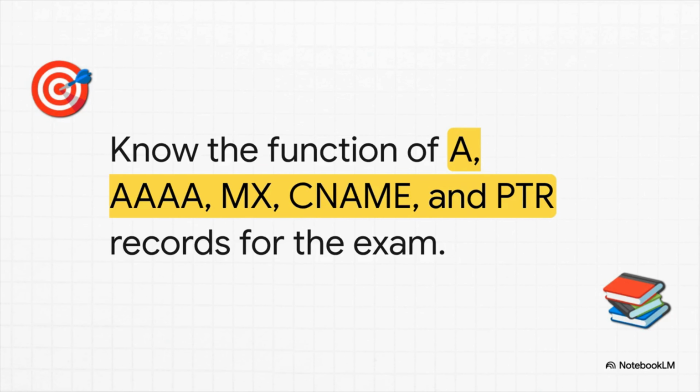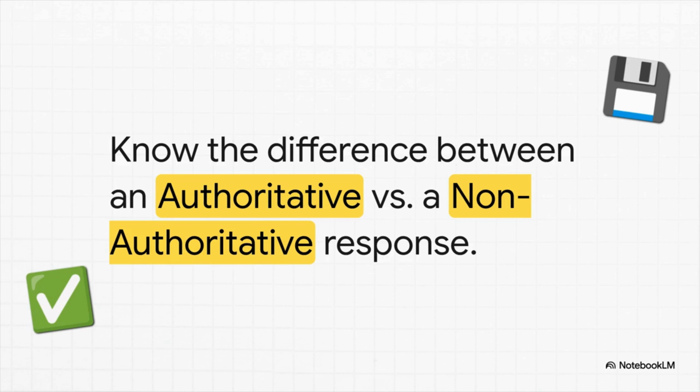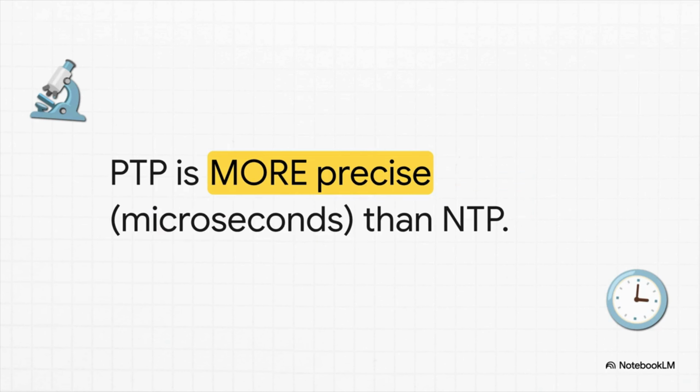No excuses. Next, DNS query responses. You have to understand the difference between an authoritative response and a non-authoritative one. If the server is the owner of the record, it's authoritative. If it's just repeating something it learned from its cache, it's non-authoritative. Simple as that. And last but not least, time protocols. Just remember this one thing, precision. PTP is way, way more precise than NTP. Think microseconds. If you see a question about industrial systems or finance, your brain should immediately go to PTP.